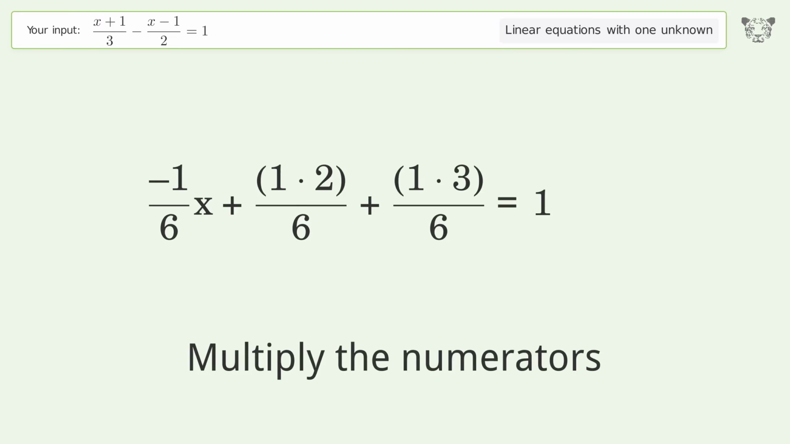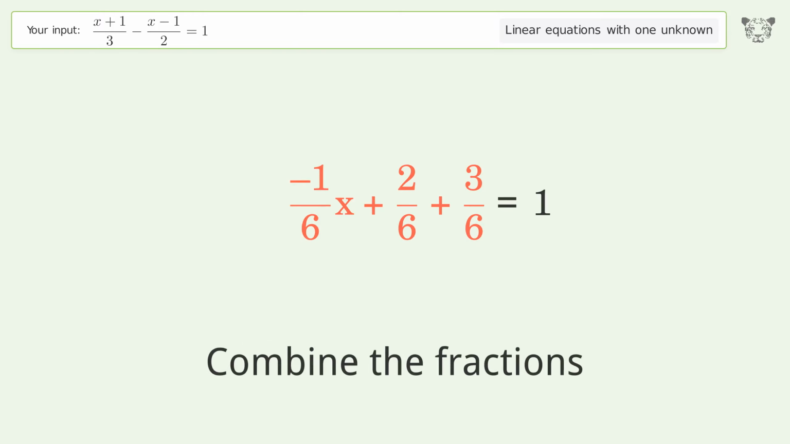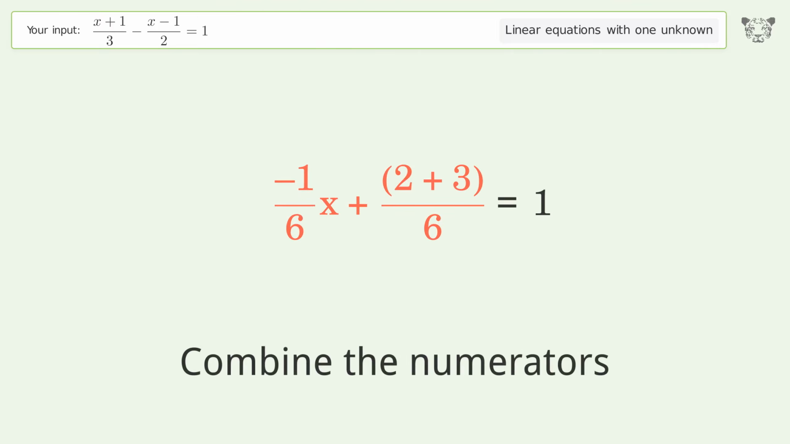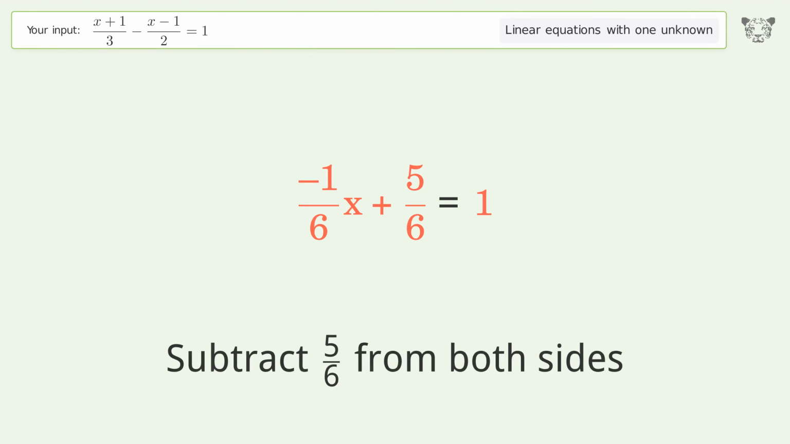Multiply the numerators. Combine the fractions. Combine the numerators. Group all constants on the right side of the equation. Subtract 5/6 from both sides.